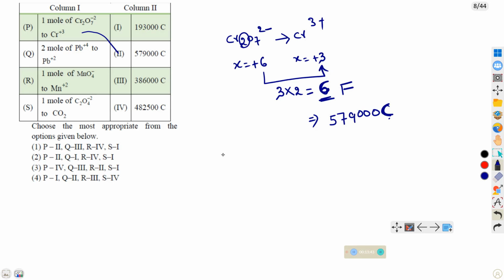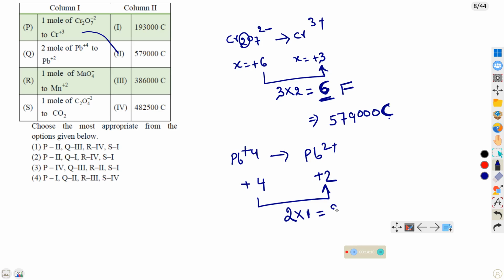Next, 2 moles of Pb plus 4 is converted to Pb2 plus. Change in oxidation state plus 4 to plus 2. Oxidation number difference is 2. N factor value 2 into 1 is equals to 2. This is for 1 mole. For 1 mole, N factor value is equals to 2.